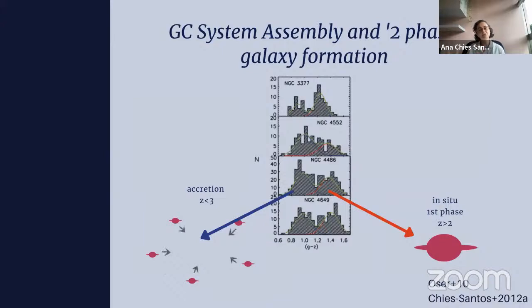And how do we add these GCs to this picture of two-phase galaxy formation? So we have that in optical colors, we generally see this bimodal distribution, for instance, in g minus z. And in this picture, the red metal-rich GCs would form in this first in situ phase, whereas the second phase would bring in the blue metal-poor population of clusters through minor mergers.